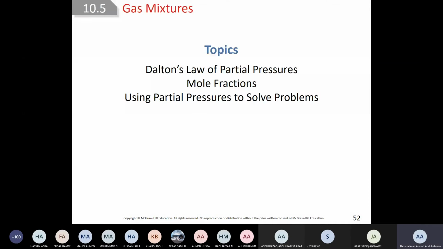Good. Next, Dalton law. Dalton law of partial pressure and mole fraction. Dalton law of partial pressure says that if you have different gases like this, gas in a container, let's assume that we have gases in the container. Let's assume that we have one gas which is called A, and the other one is called B.